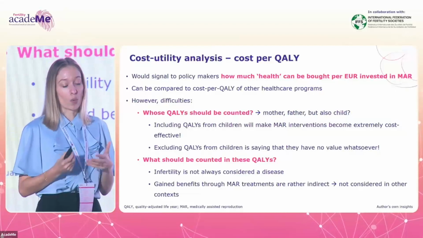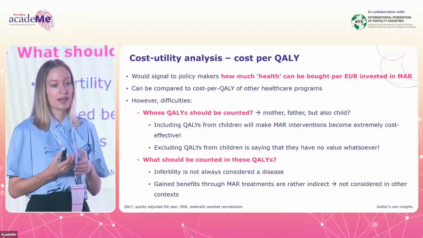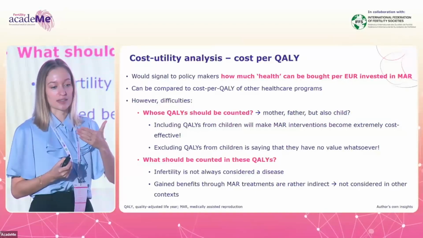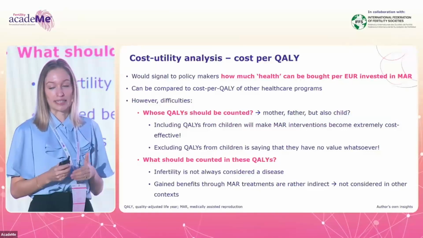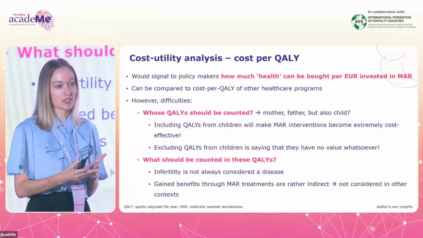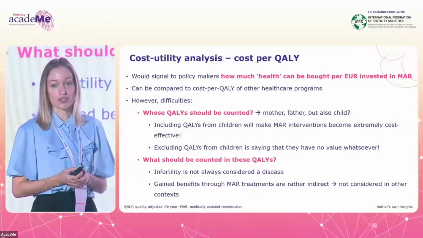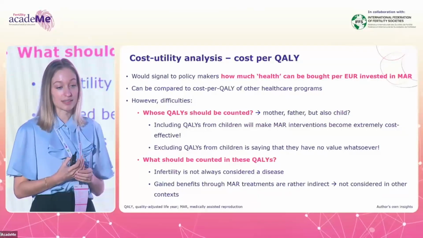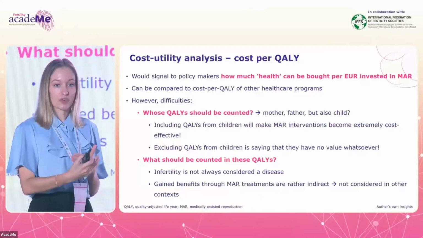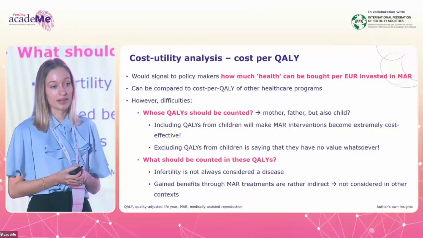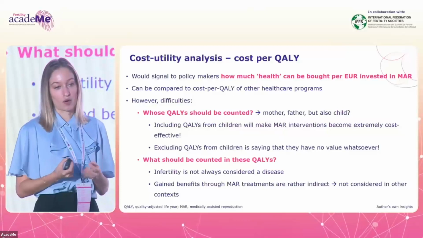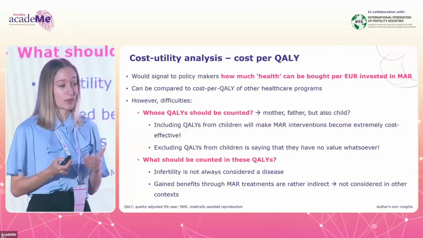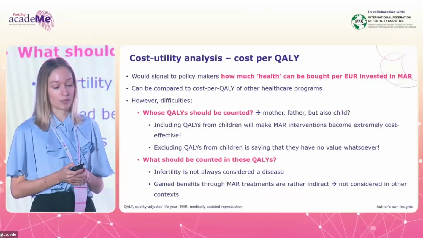The second question is, what should be counted in those qualities? That's a difficult question because, as I said, cost per quality indicates how much health can be bought. In the literature, there's a large discussion going on, and infertility is not always considered a disease because it doesn't really improve health, it rather improves well-being, and that is not captured by a quality. That's why it's very difficult to calculate cost per quality.